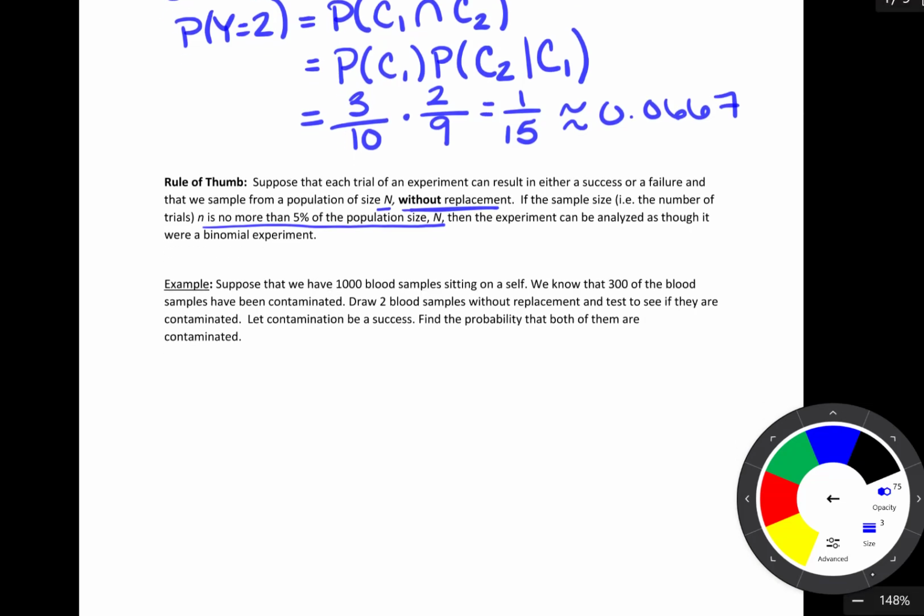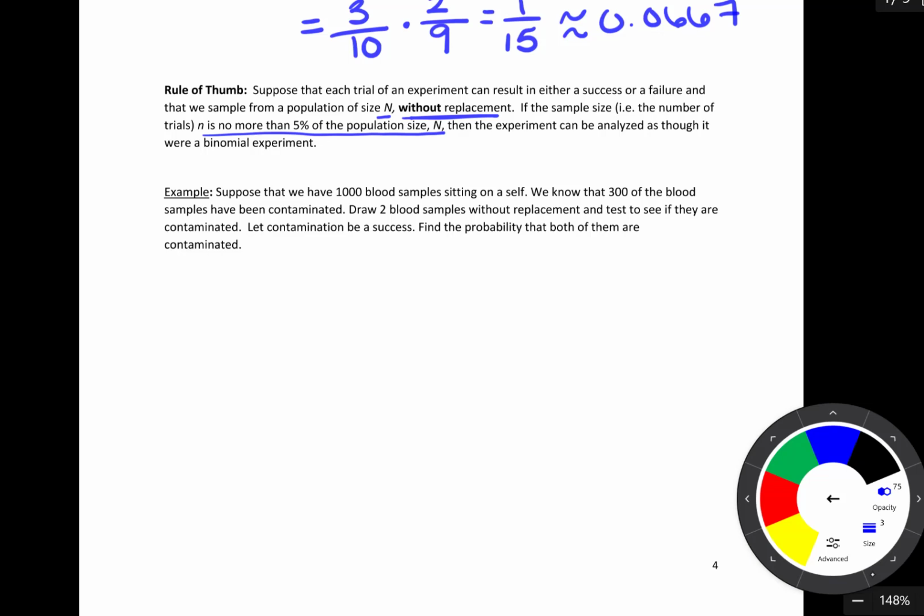So let's look at that example again, but now we're going to increase our numbers. Suppose I've got 1,000 blood samples and I know that 300 of them have been contaminated. Again, I'm going to choose 2 without replacement to test to see if they are contaminated. We're going to do the same thing that we did before.